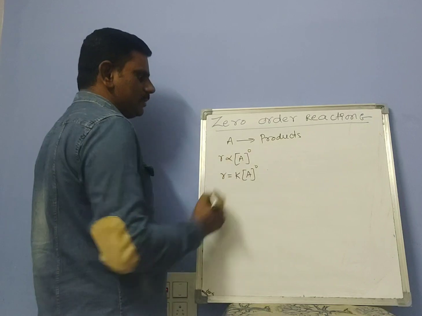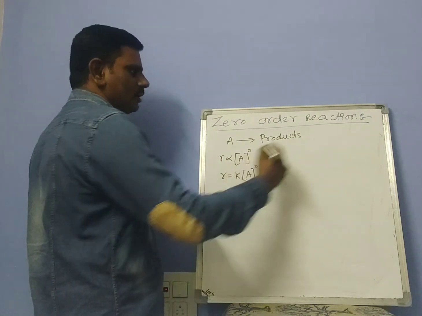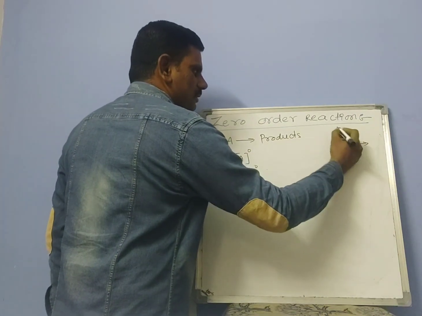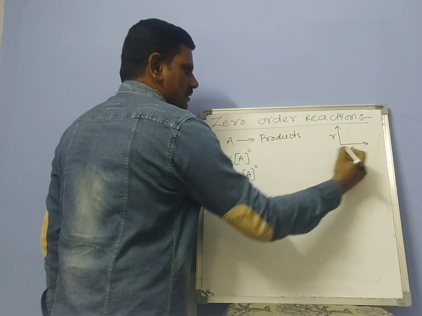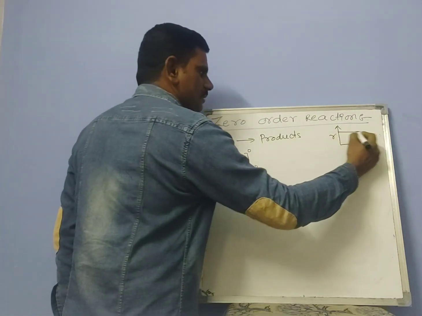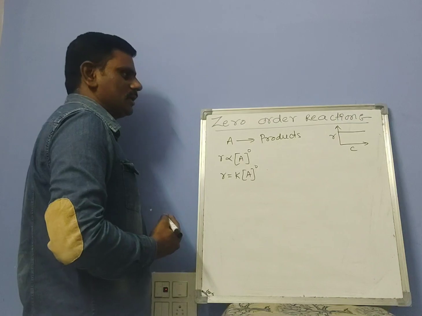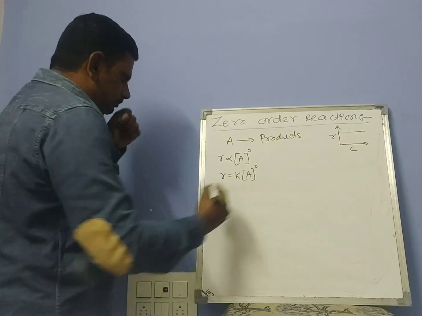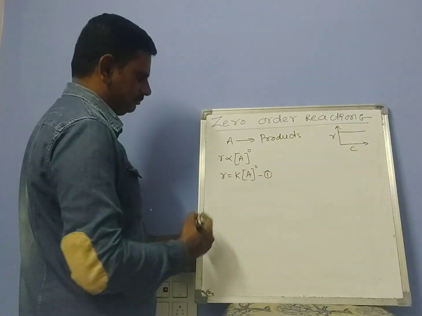Because it is independent of the concentration of reactants, when we plot the graph of rate versus concentration of reactants, it is independent. We get a constant line like this. Say for example, it is equation number 1.